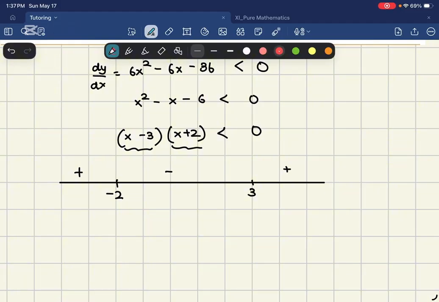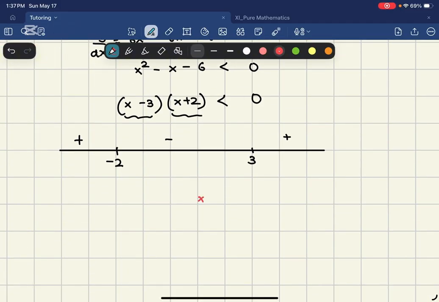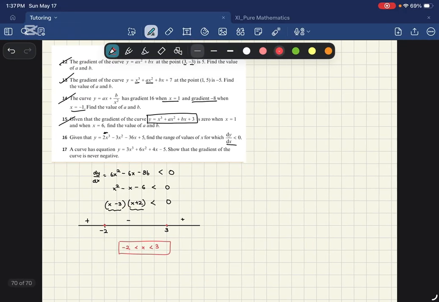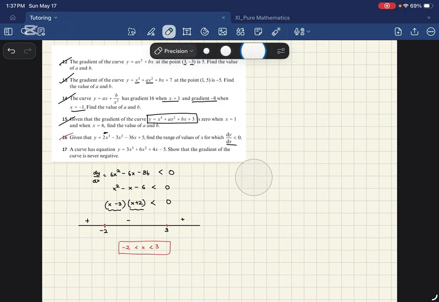So therefore, my x value has to be bigger than minus 2. It cannot be equal to minus 2. If it's minus 2, then I get 0. So I need to have an open interval here. So it has to be between minus 2 and 3. All right. And finally, we have question 17.